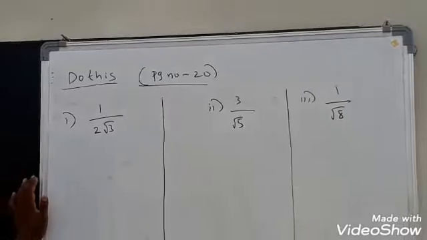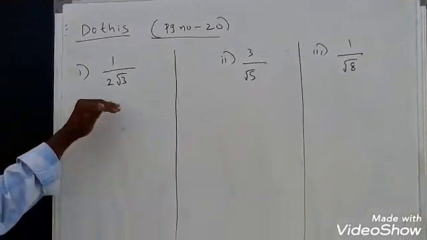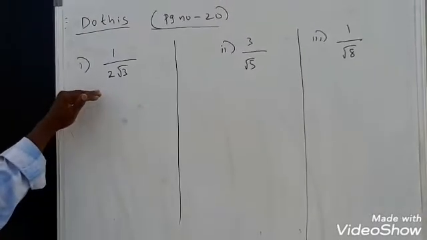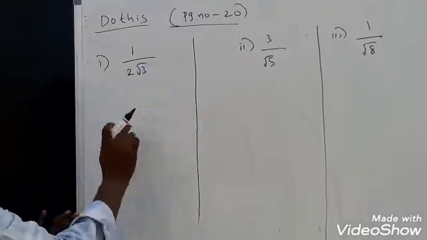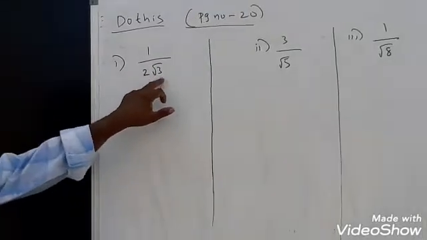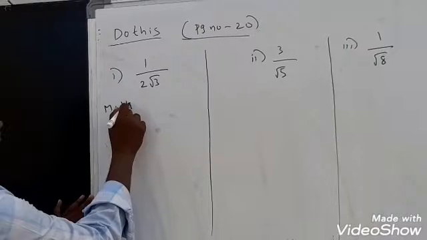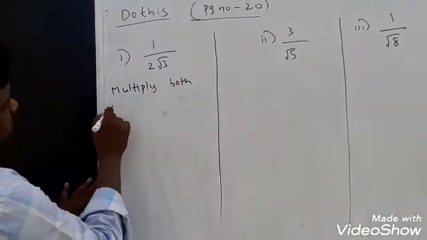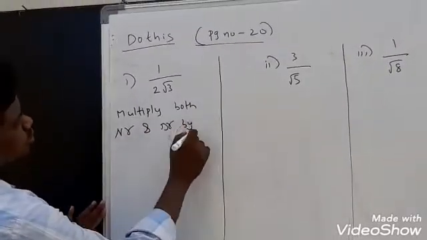So students, now I am explaining page number 20. Do this problem. Here we want to convert an irrational number into a rational number. That means we have to do rationalizing the denominator. If you observe, the denominator you have here is 2 root 3. So simply you have to multiply both numerator and denominator by root 3.